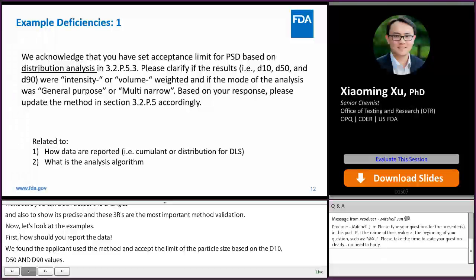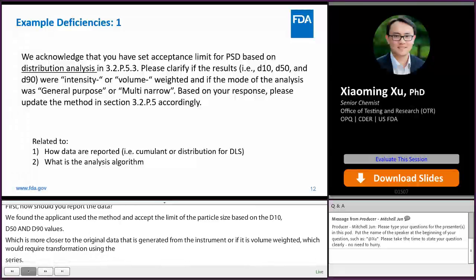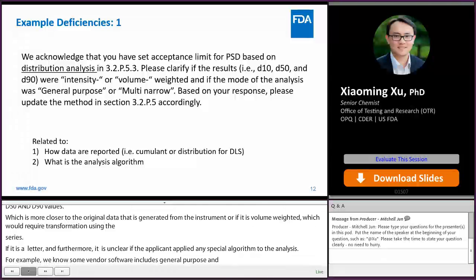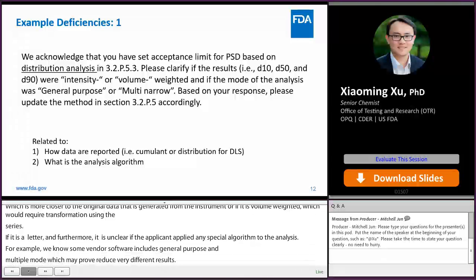And furthermore, it is unclear if the applicant applied any special algorithm to the analysis. For example, we know in DLS, some vendor software include general purpose and multiple narrow mode, which may produce very different sizing results. And without this information, it makes it difficult to assess if the method is suitable for its intended purpose. So you really need to make sure you provide the right information in your submission.